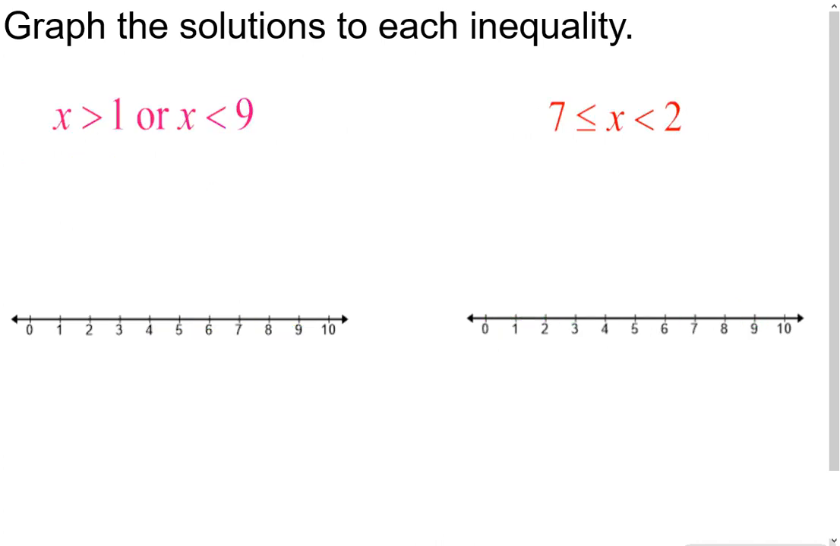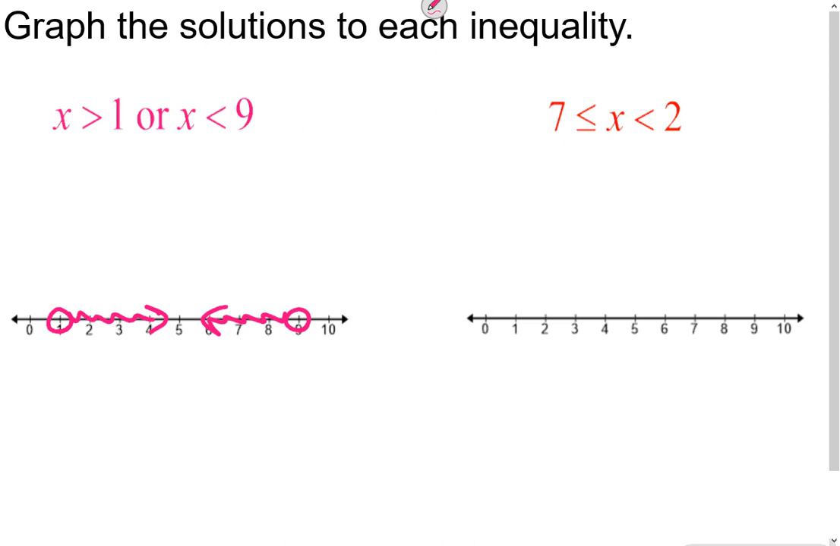Now I'm going to graph these two. These are a little different, and I'm going to start out with x is greater than 1. So if I graph that part, I'm going to start at 1, and then everything's going this way. But then "or" x is less than 9. So I start at 9, and I go like this.